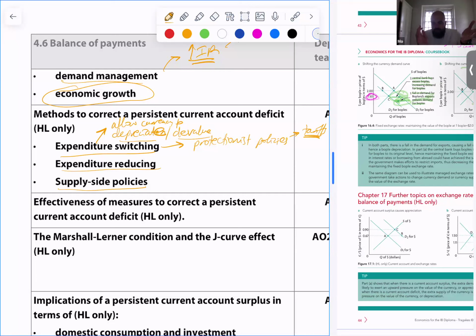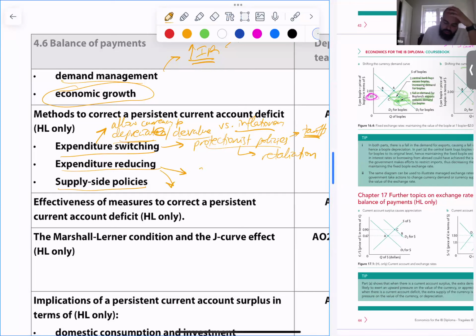However, allowing your currency to depreciate can be inflationary, and protectionist policies can lead to retaliation. So remember, allowing currency to depreciate is inflationary. That's the trade-off. Protectionist policies can lead to retaliation. That's the trade-off. None of these policies, by the way, are perfect. They all have trade-offs.